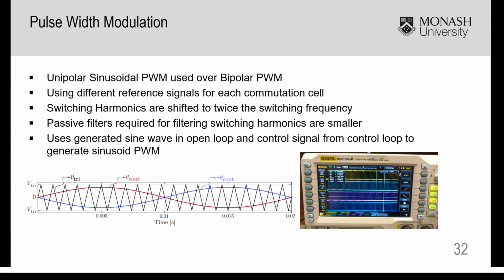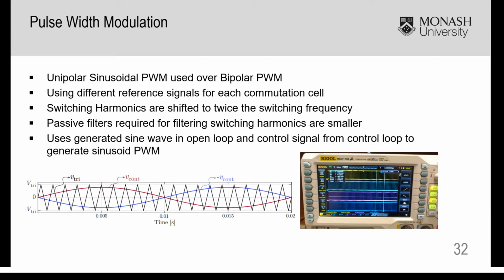For the pulse width modulator, we have decided to use unipolar PWM over bipolar PWM. The difference between unipolar and bipolar is that unipolar uses different reference signals for each commutation cell, unlike bipolar. As a result of that, switching harmonics have shifted to twice the switching frequency, which makes it much easier for the passive filter to remove higher frequencies, and therefore passive filters are also much smaller.